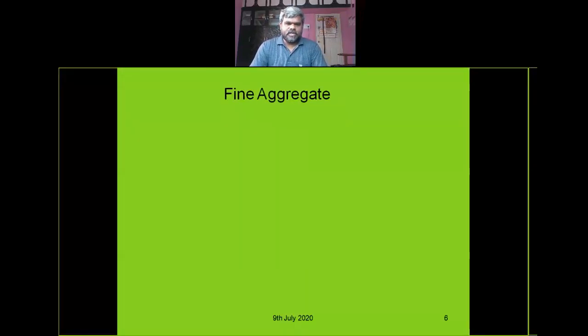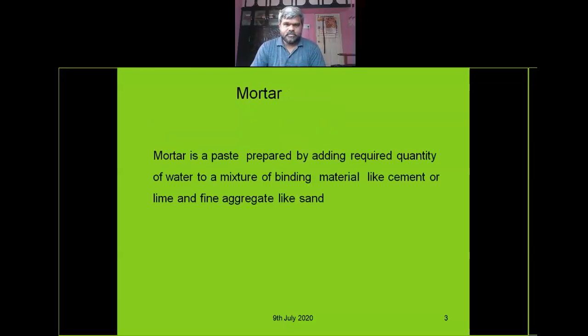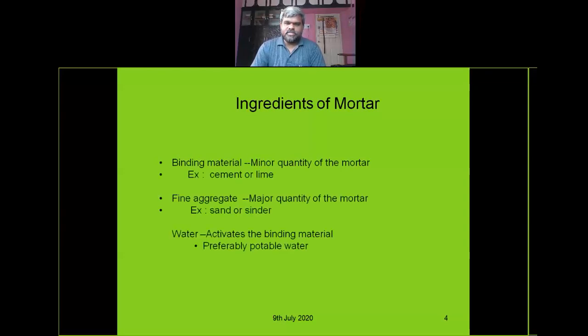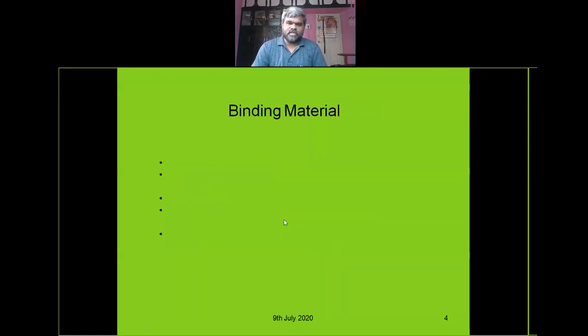This is a binding material. Cinder means the byproduct coming from the furnace, like slag, fly ash, or steel factory byproduct like that, and water, preferably potable water, is required.